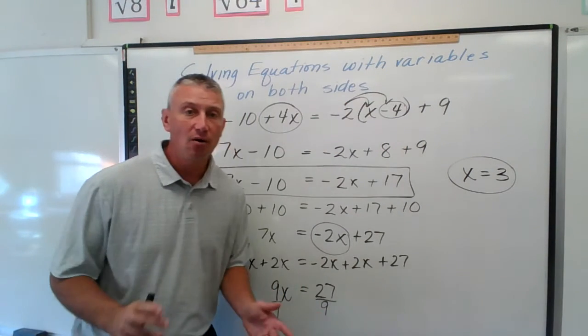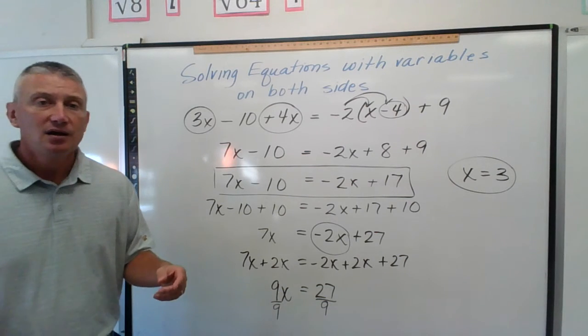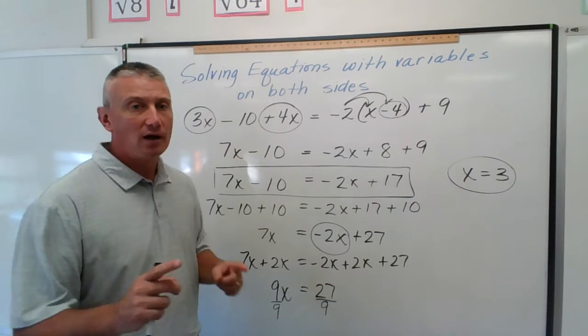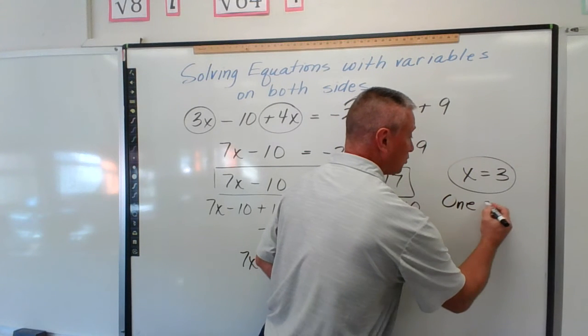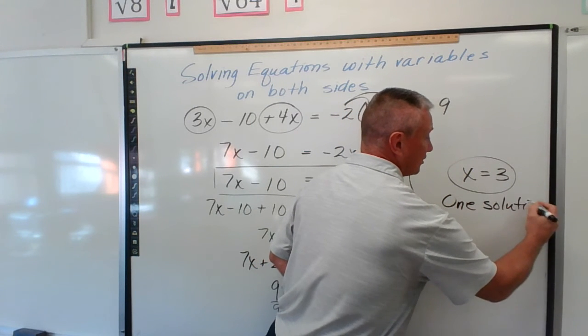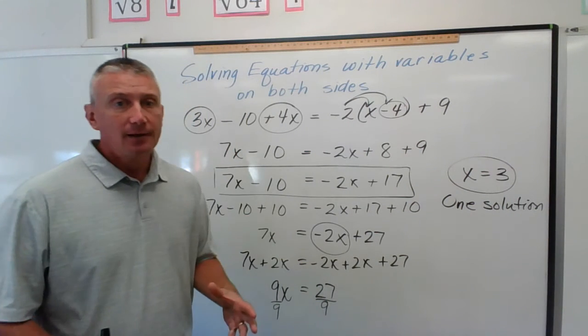There's a couple of things you need to know about this. Because we got an answer of x equals 3, in algebra we say that there is one solution. There's one real solution. So there is one solution to this equation, and that solution is equal to 3.